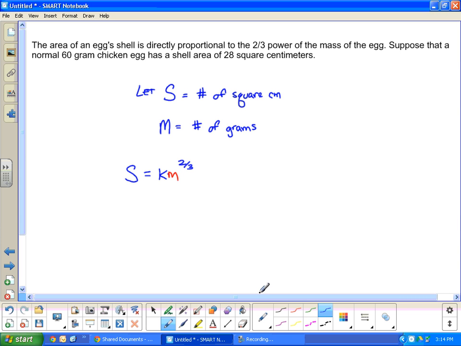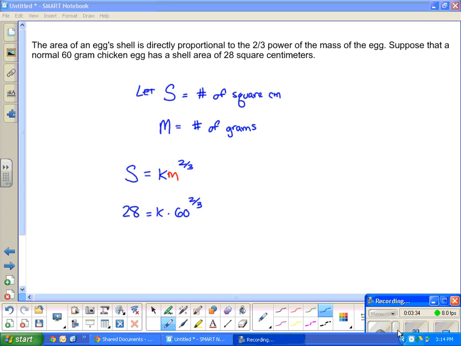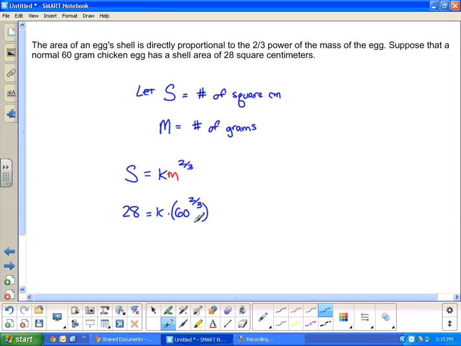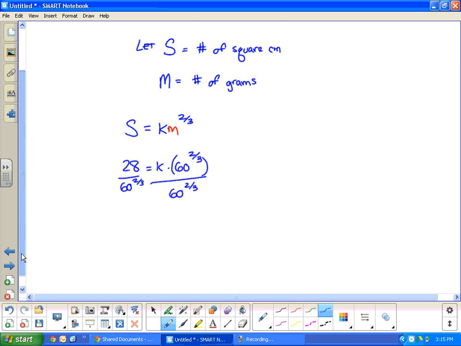Now, we need to plug in some points here. We know that M is 60 grams, square centimeters is 28, so I know my equation will be 28 equals k times 60 to the 2/3. All right, so now we take this 60 to the 2/3. To get k by itself, I just simply divide off by 60 to the 2/3. That's not going to be a nice, pretty number, so I'm going to leave it written as 60 to the 2/3, and you'll see why in a little bit.